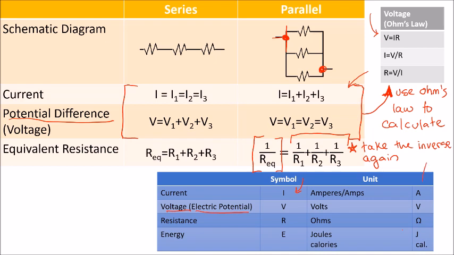The units are what we'll get for our final answer. So the unit for current is amps or amperes, which has a symbol of capital A. The unit for voltage is volts, which is also a capital V. The unit for resistance is ohms, which is a Greek letter omega. But if you are typing your answer, you can just write OHMS. You can write out the full unit.